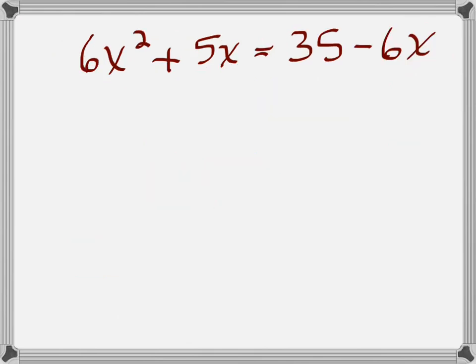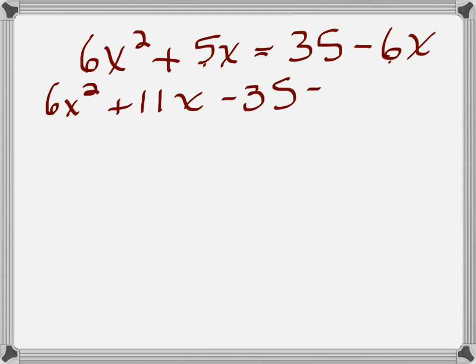Okay, here's a little bit more complicated one. 6x squared plus 5x equals 35 minus 6x. So our first step, again, is to set the equation equal to 0. So we're going to get 6x squared plus 11x, because we bring the 6x over to the other side. And then we're going to get minus 35 equals 0.